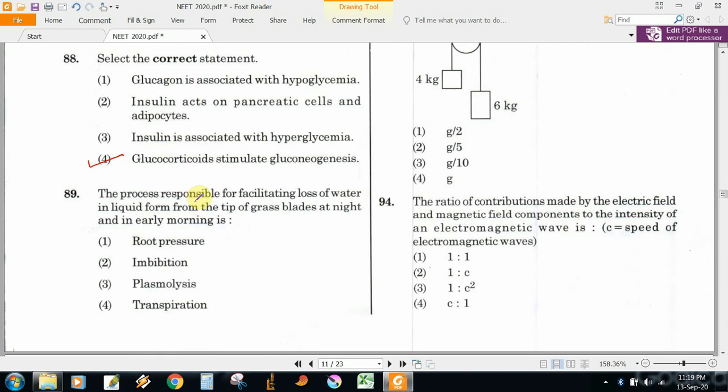So this is technically going to be the last question. The process responsible for facilitating the loss of water in liquid form from tip of the grass blades at night and in early morning is. The first is root pressure, next is imbibition, next is plasmolysis, next is transpiration. The answer is root pressure. Because of root pressure, you see that water is mainly lost from the tip of the grass blades. And it is also called guttation. Because of root pressure, guttation occurs.